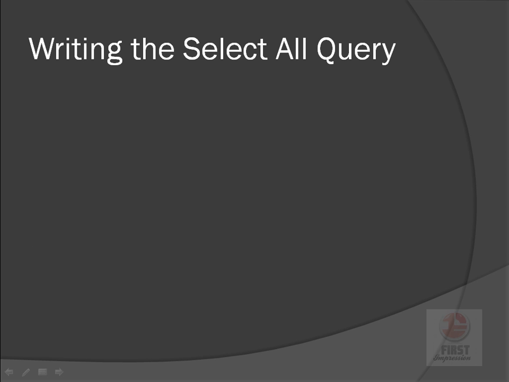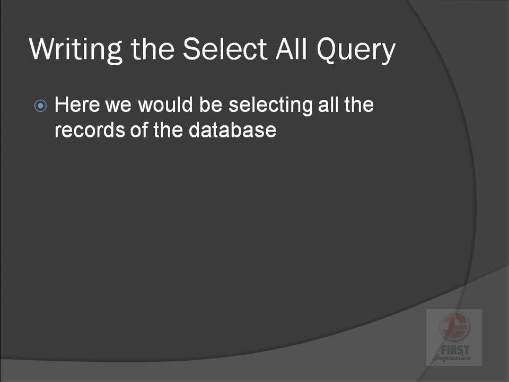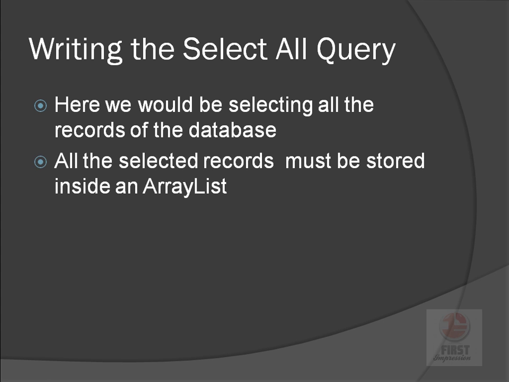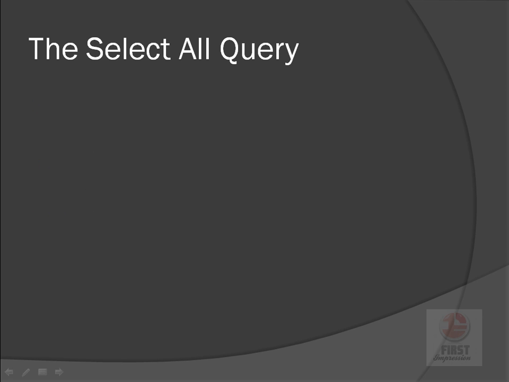Let's try the select all query. In this query, we'll be selecting all the records of the database. All the selected records must be stored inside an array list. Inside that we'll be storing all the records. The array list should then be returned from the function. Okay, let's do that. We have public ArrayList of DBCityInformation. This indicates that the select all cities function will be returning us an array list containing objects of DBCityInformation.